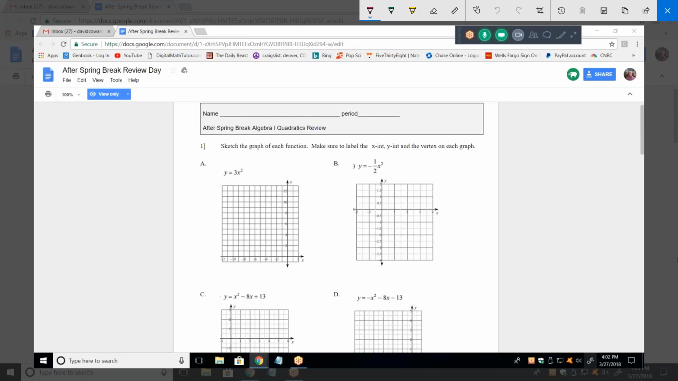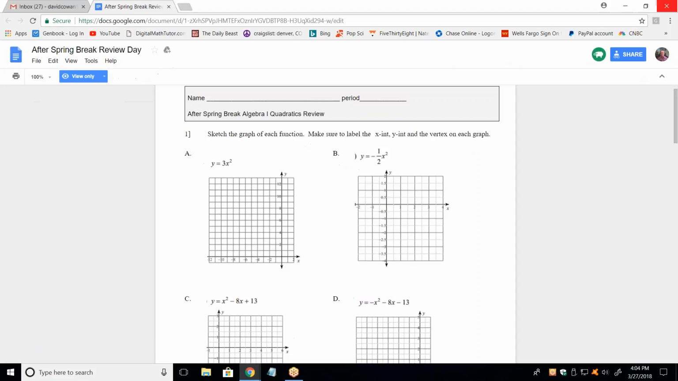Hold on a second. My pen isn't working. Just one second. Let me try this. And let me do this also. Try retaking a picture of it.